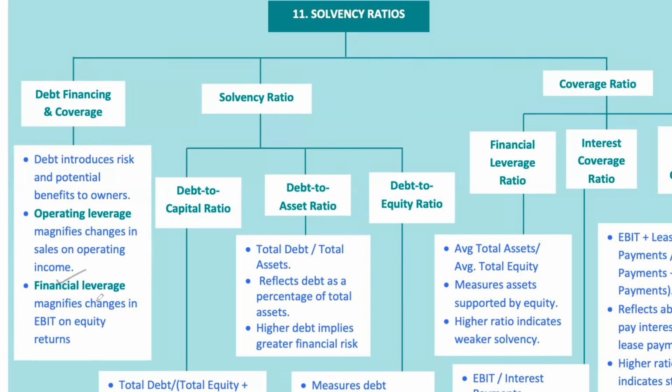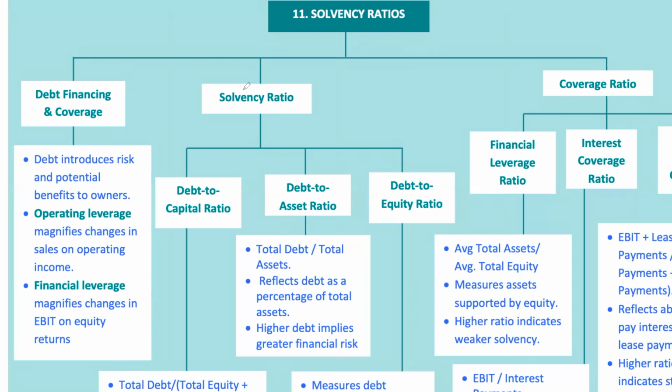Then there's financial leverage, which comes from using debt. This magnifies the effect of changes in earnings before interest and taxes, EBIT, on returns to equity holders. If the return on assets, ROA, exceeds the cost of debt, it can lower the overall cost of capital and boost returns to equity holders. But remember, the greater the debt, the higher the financial risk, especially for companies with unstable cash flows.